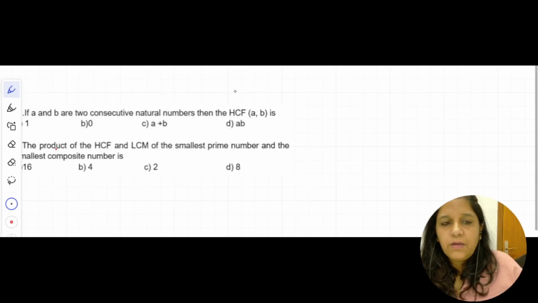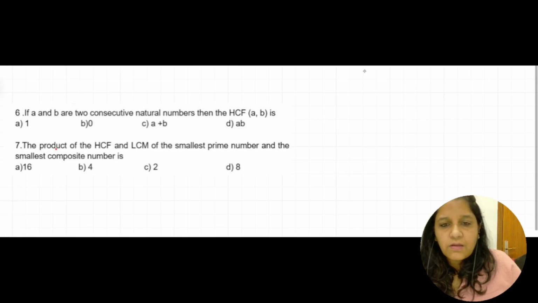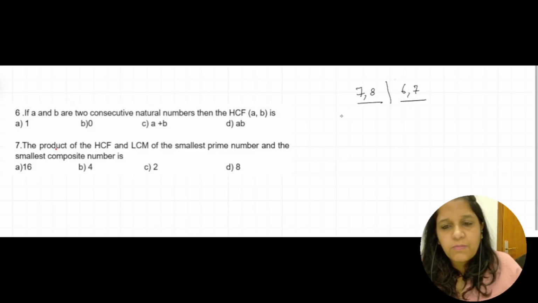If a and b are two consecutive natural numbers, then what is the HCF of a and b? Any two consecutive natural numbers, we can take 7 and 8 or 6 and 7, anything. So what will be their HCF? There is no common factor between them. So therefore the HCF, only one is the common factor. So the answer will be 1.